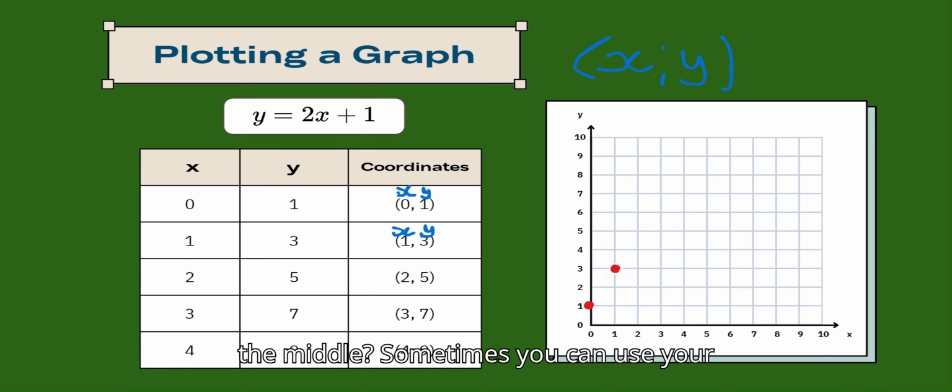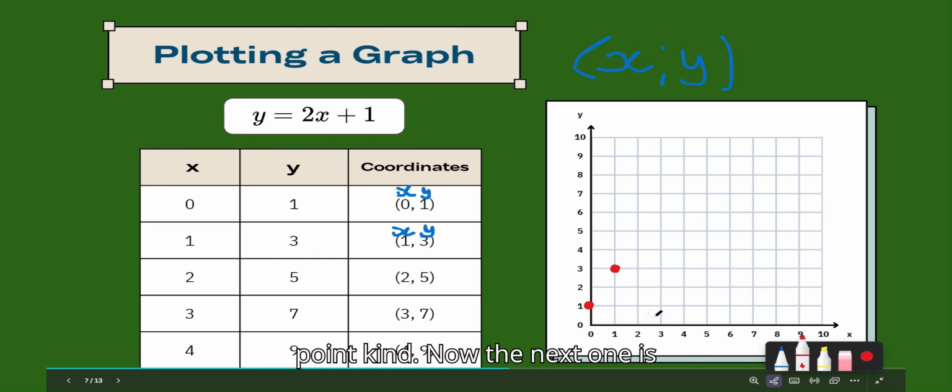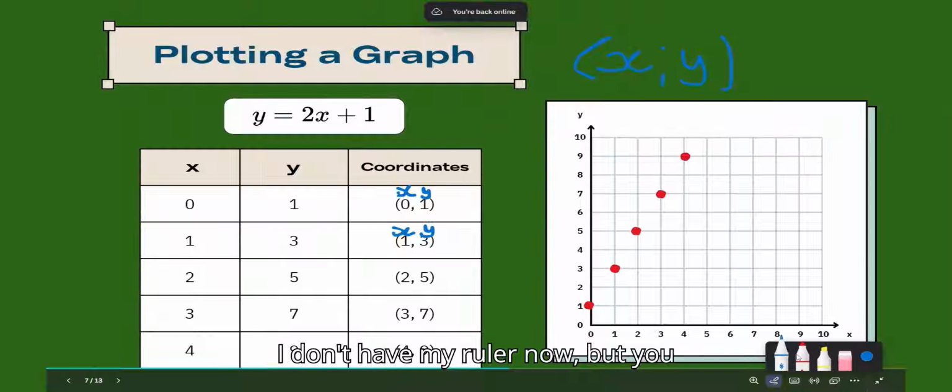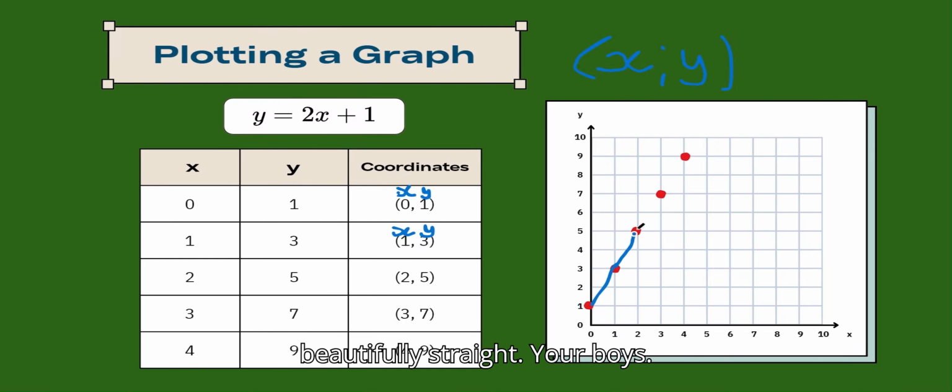When they meet in the middle, sometimes you can use your fingers: put one finger on the 3 on the y-axis and your other finger on the 1 on the x-axis. Move the finger on the x-axis vertically and the finger with your y value horizontally, and where they meet would be your point. Now the next one is 2 and 5. 3 and 7. Already I'm seeing a trend. If you see something that's off the trend, you have calculated it incorrectly, because it needs to show a straight line trend. 4 and 9. Then you take your ruler and you connect your points beautifully straight. And there they are connected.